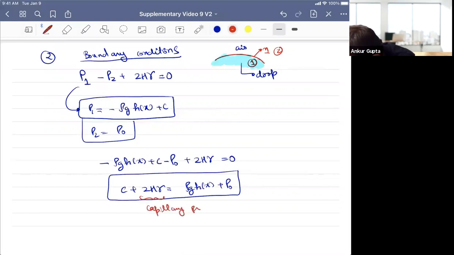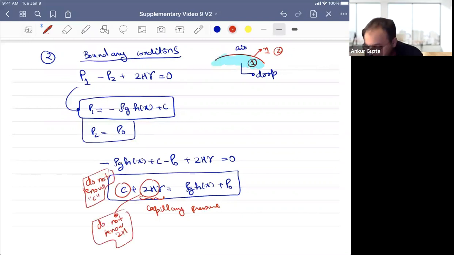This is basically saying that whenever I want to find the shape, I need to solve this equation where I still do not know C, and I also still do not know what 2H is. So we do not know C, and we do not know 2H. So how would we solve this problem then?